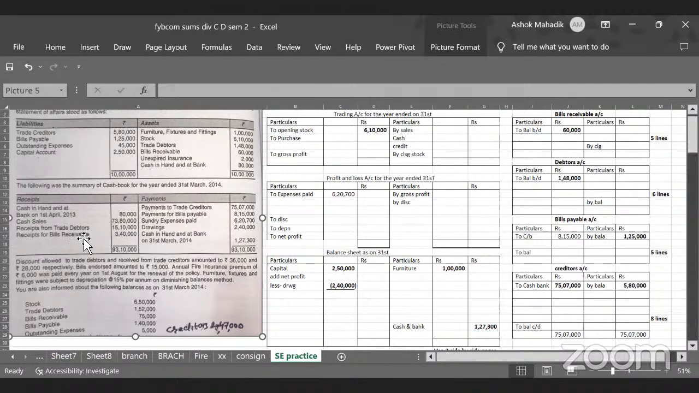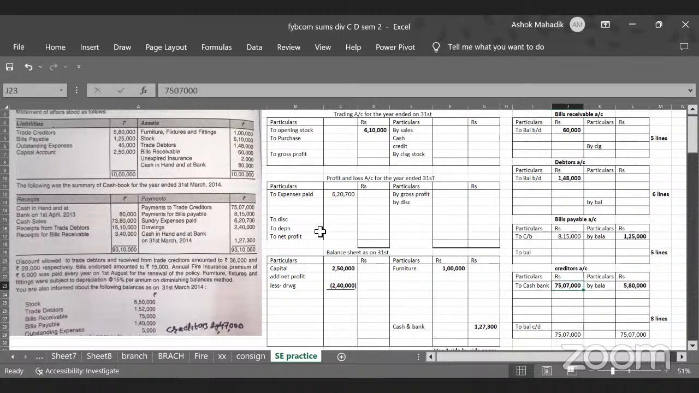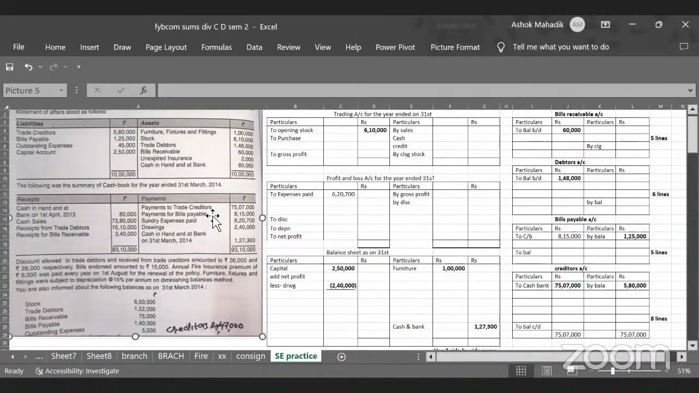Okay. The receipt side is the debit side, the payment side is the credit side. So here on the credit side, whatever item appears will give a second effect in that account on the debit side, the opposite side. So in the cash book, it is written payment to creditors. So in creditors, it will be to cash bank, 75,07,000, right? Then bills payable will go to the debit side because here it is the credit side. So in bills payable, it will be on the debit side to cash bank, 8,15,000.